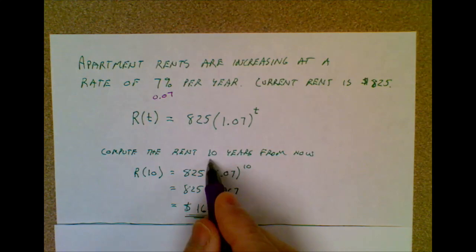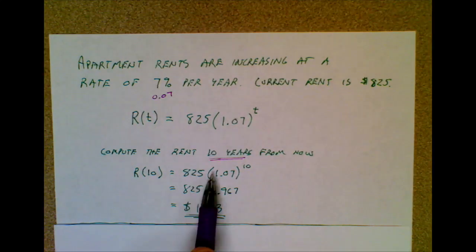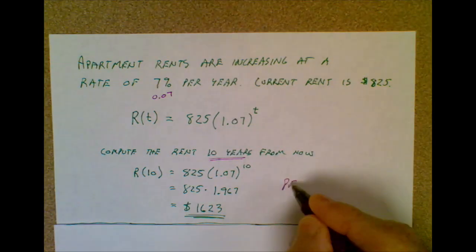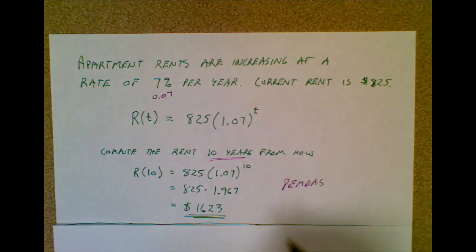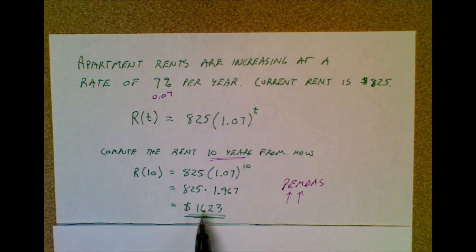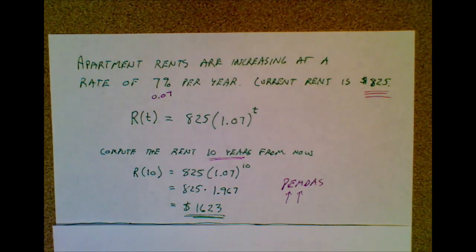And from there, I could figure out a projected rent any year into the future. So if I wanted to know the rent 10 years from now, if this pattern held true, then I would just say 10 years, I plug in a 10. And remember that you have to be very careful with beautiful Princess PEMDAS here. She is going to request that you do the exponent before you do the multiplying. So 1.07 raised to the 10th power. Then we multiply by the 825. And 10 years from now, my rent is going to be at about $1,623 instead of the nice $825 I'm paying right now.